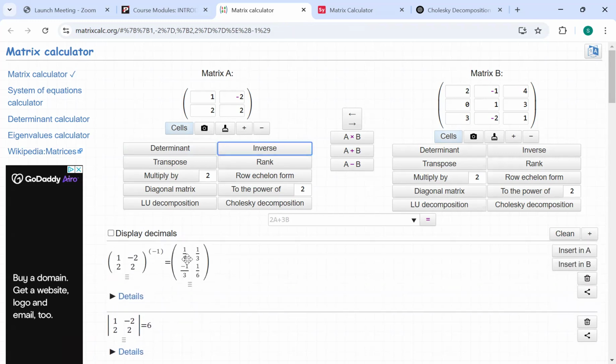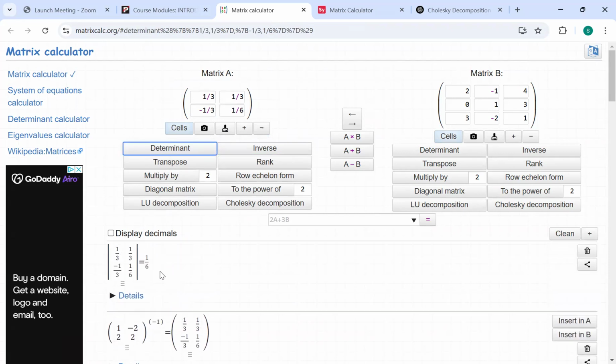That's A inverse. So let's find the determinant of that matrix. I have to type the matrix in. It won't take long. 1/3 tab, 1/3 tab, negative 1/3 tab, and 1/6. There you go. The determinant of this matrix is 1/6. I'm writing this information on my notepad. I'll show you.